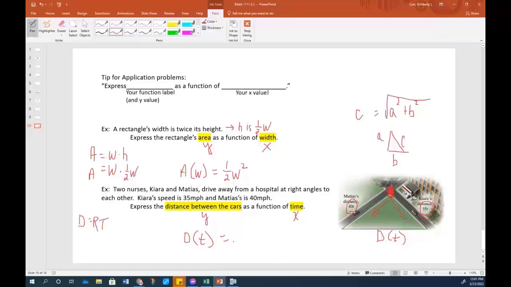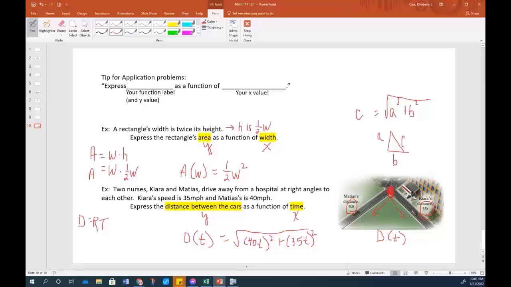So this one's really kind of ugly. So we're going to have a square root of 40t squared plus 35t squared. And it might let you stop there on your homework, but it depends on how simplified they want something.